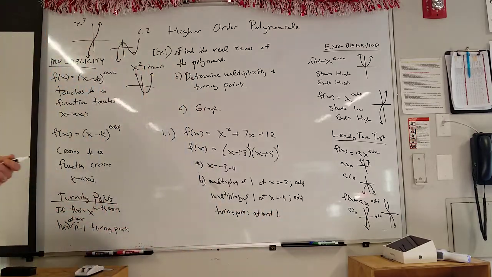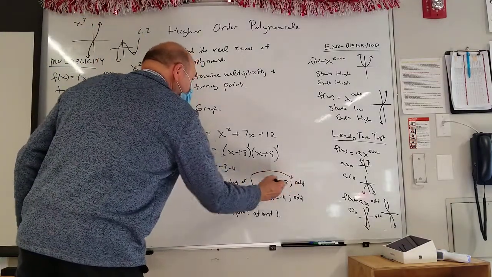At most 1. We're going to have at most 1 turning point for this guy. Dylan? So if you're saying the multiplicity of 1 is equal to odd, then is multiplicity of 2 the same thing as even? Yes. Oh, that's different. It's this guy here.